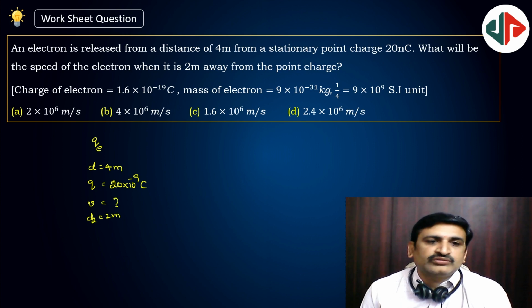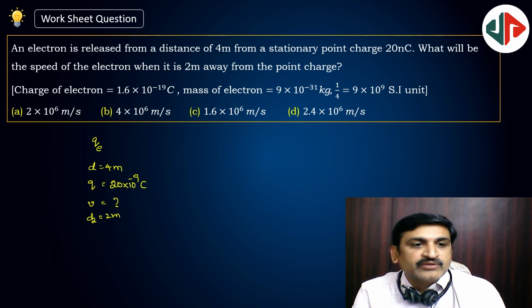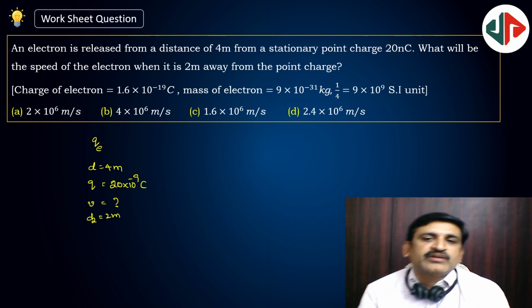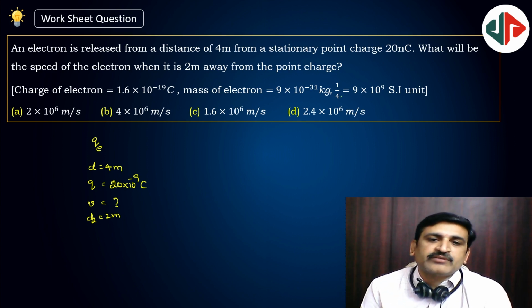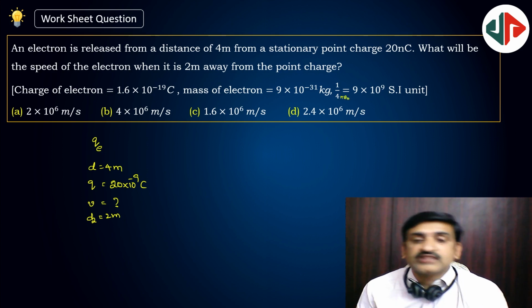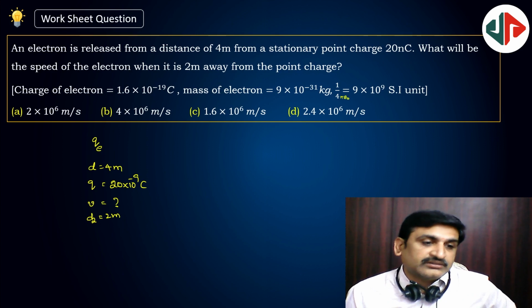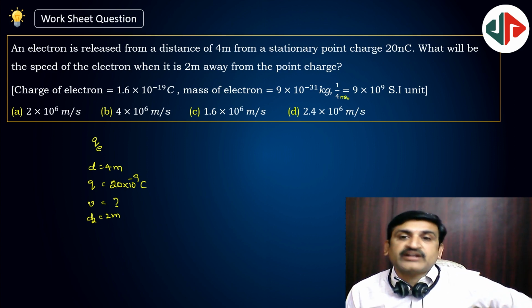So work done concept, and many things are given here. Charge of electron 1.6 into 10 power minus 19 coulombs, mass of electron 9 into 10 power minus 31, and 1 by 4 pi epsilon naught value is 9 into 10 to the power of 9. Using the work done method we can do it, that will be easy, because force is variable so you can't do it with the force. The potential difference concept will be better for this problem.